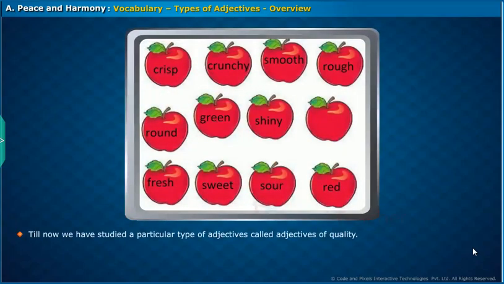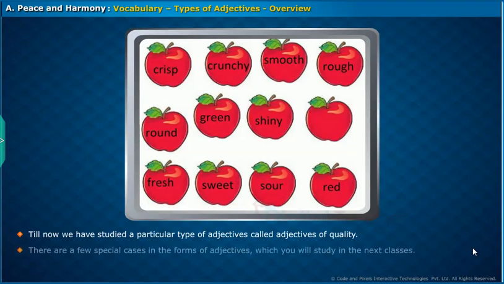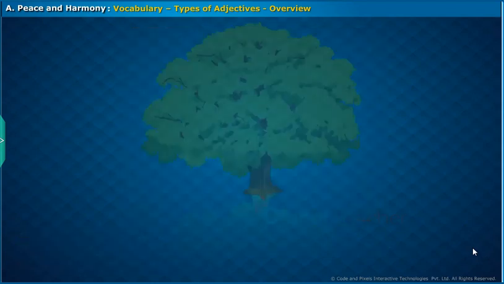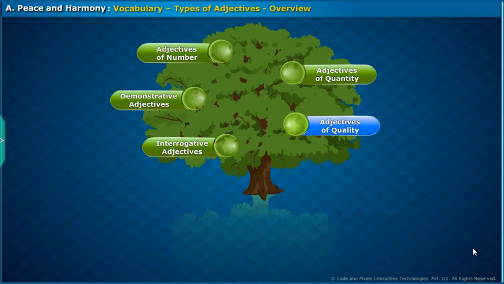Till now, we have studied a particular type of adjectives called adjectives of quality. There are a few special cases in the forms of adjectives which you will study in the next classes. An overview of the adjectives is presented here. Adjectives of quality describe the quality of the noun.